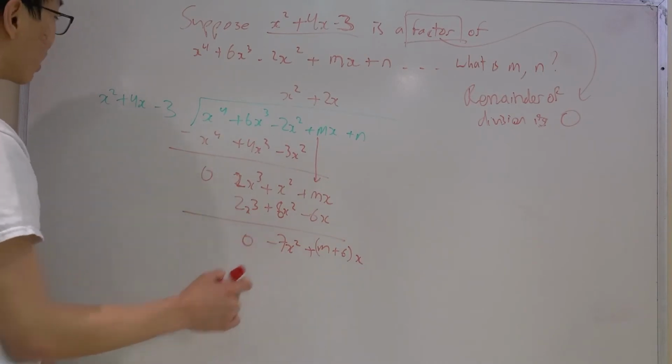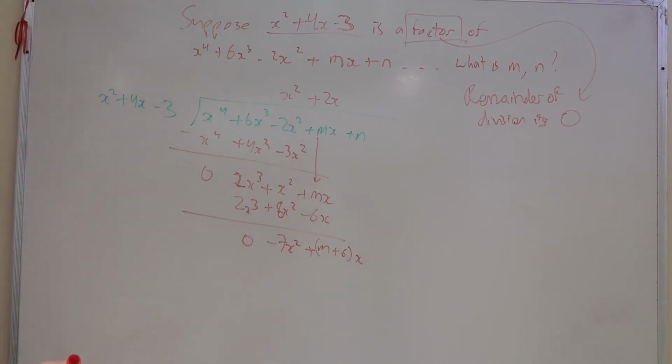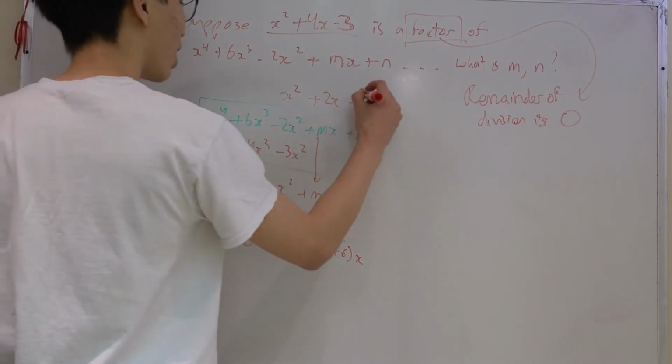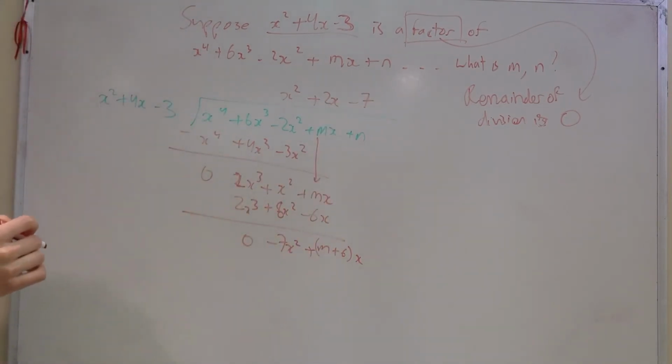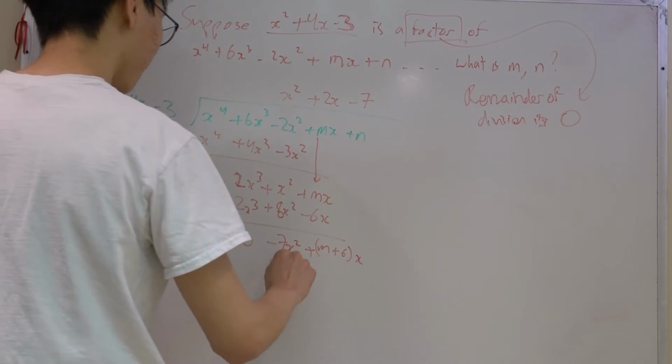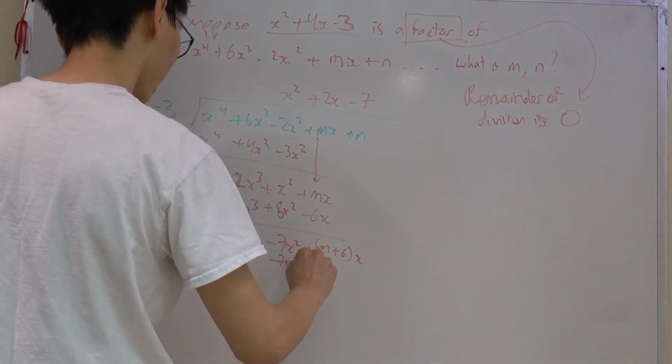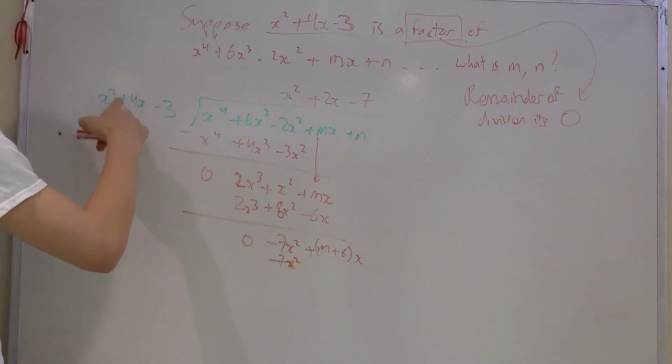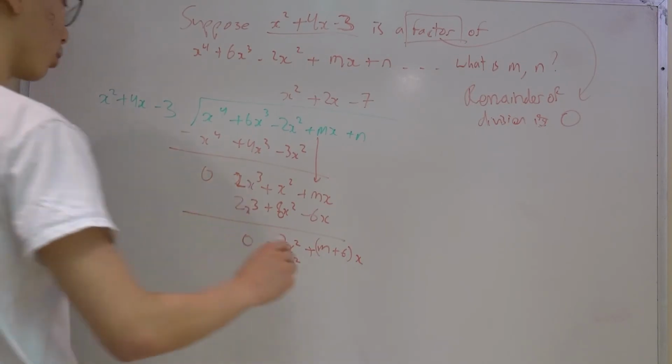So now how many times does x squared go into minus 7x squared? Well, it goes in negative 7 times. Alright. So then we multiply everything out again. This gives us negative 7x squared. Minus 7 times 4x is going to be minus 28x.